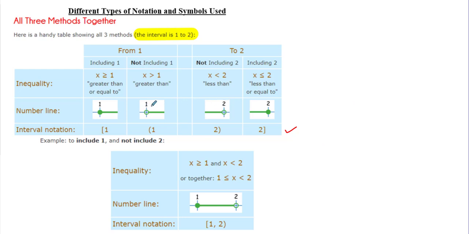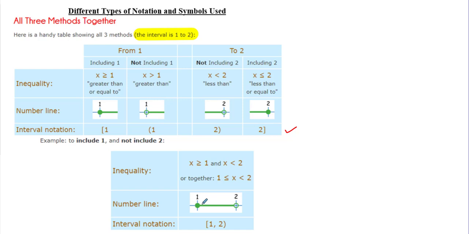But the things that you need to remember are a closed circle means we include, an open circle means we do not include. With an inequality, the underline means we include, without means you do not include. And then if we use interval notation, the square bracket means we include, and the parenthesis means we do not include.